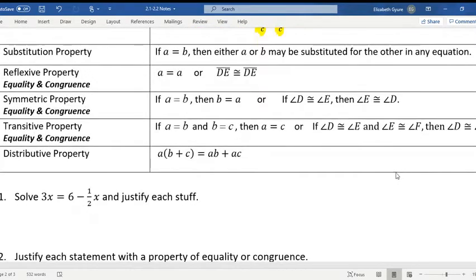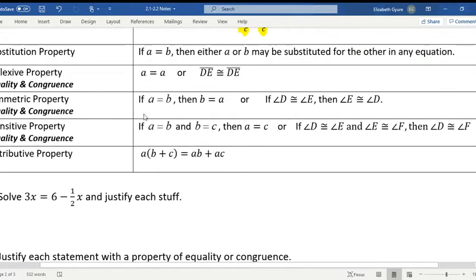Transitive property of equality and congruence says if A equals B and B equals C, then A equals C. In other words, if two values equal the same thing, then they are going to be equivalent to each other. If A equals 2 and 2 equals C, then A equals C, because they both have a value of 2. Or with congruency statements, if angle D is congruent to angle E, and angle E is congruent to angle F, then angle D is congruent to angle F. Again, they were both congruent to angle E, therefore they are congruent to each other.